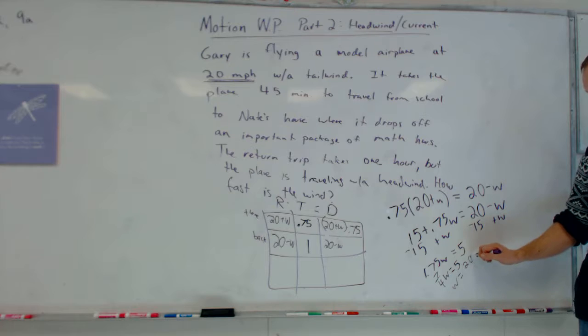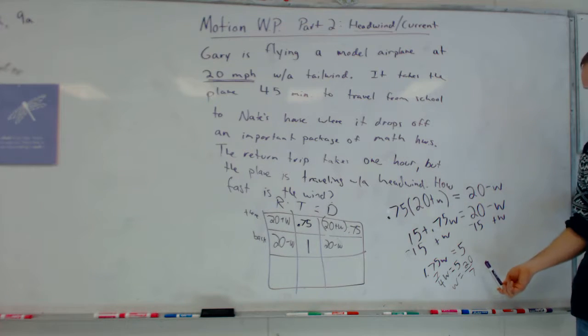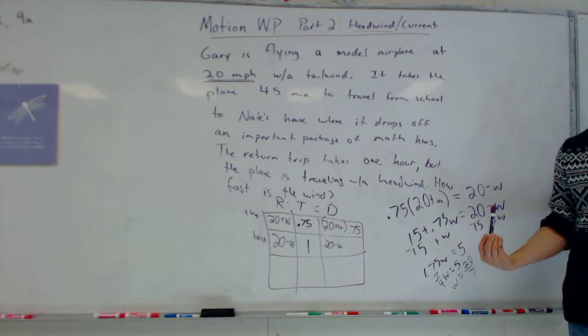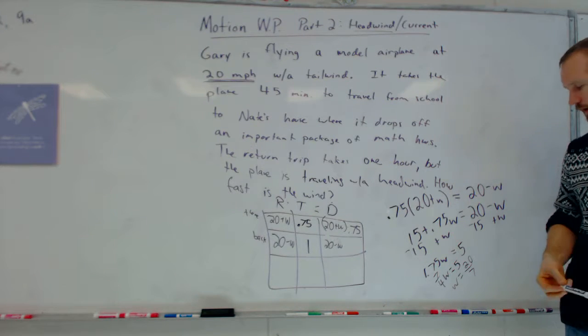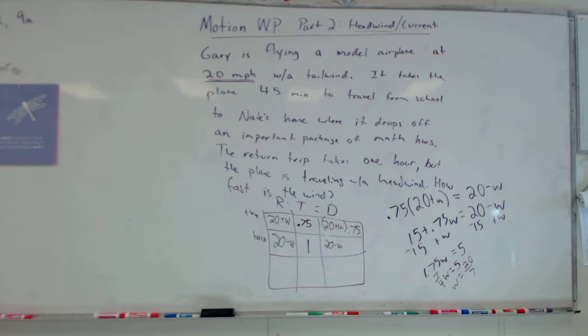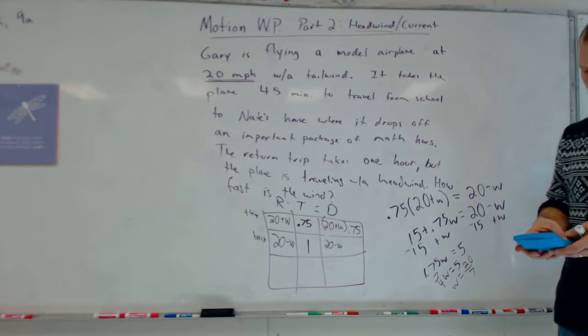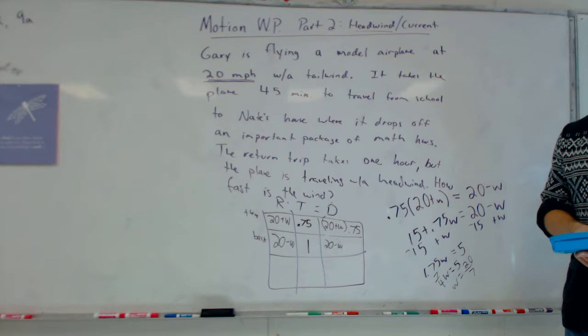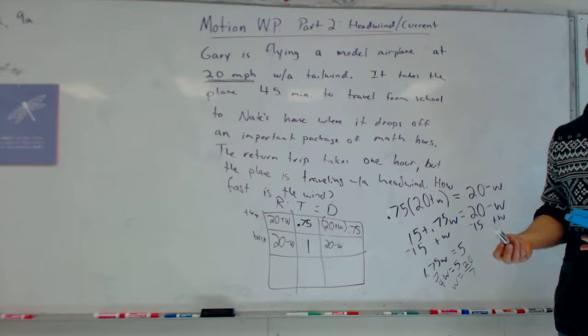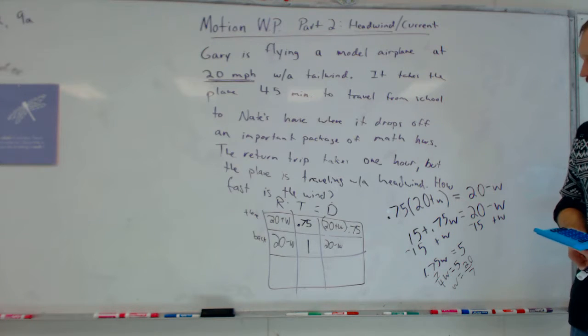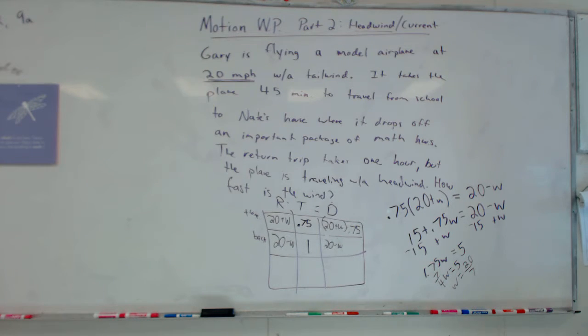W would be 20/7. So we could say the speed of the wind is 20/7, or we could get out a calculator and write that out as a decimal, miles per hour. Let's just see what it is. 20 divided by 7. So it's 2.857142857 miles per hour. Questions on that one?